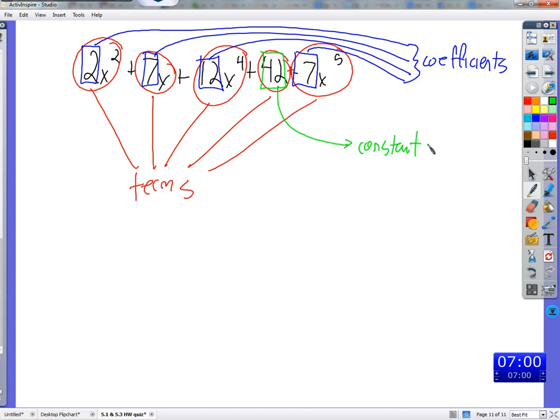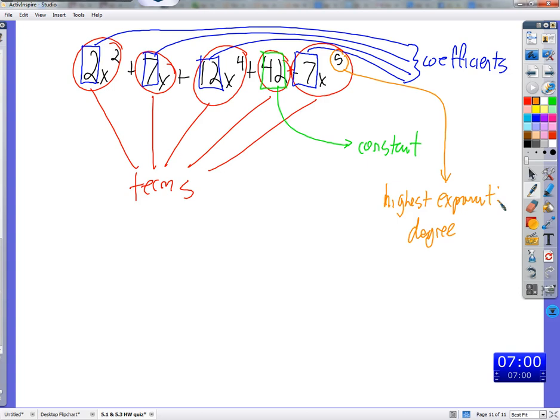Can you remember what the degree of this polynomial would be? Five. Why is it five? Because that's the highest exponent. The highest exponent is five. Right? Highest exponent is the degree. This is degree 5. Okay. So that's a special exponent because it's the highest exponent.